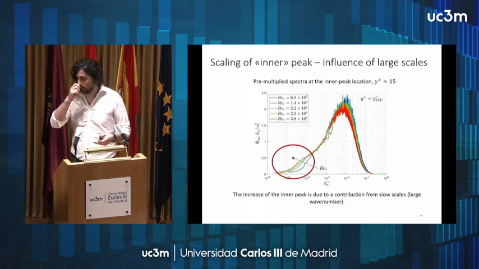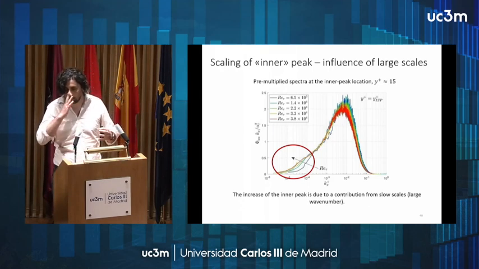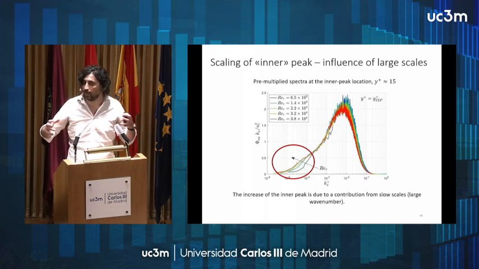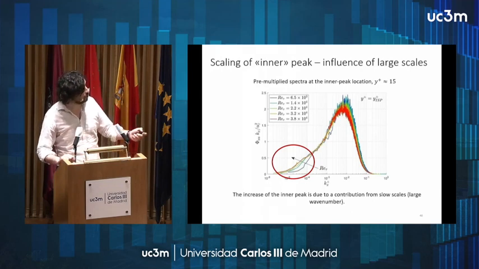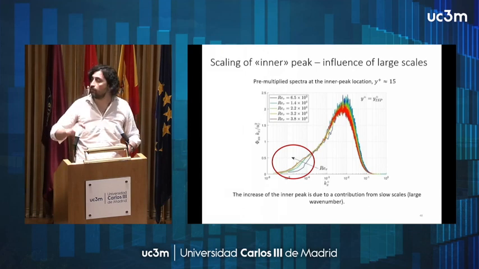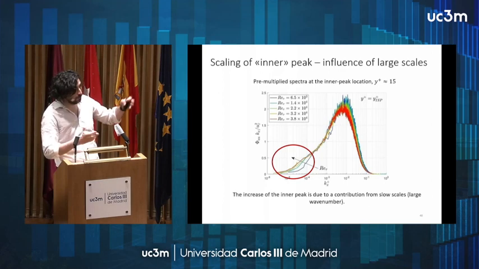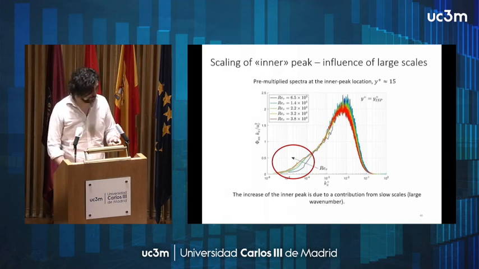Turbulent boundary layers have been observed to contain self-organizing large structures that span a range of scales much larger than the typical scale of the boundary layer, or in this case, of the pipe radius. And they interact all the way to the wall.